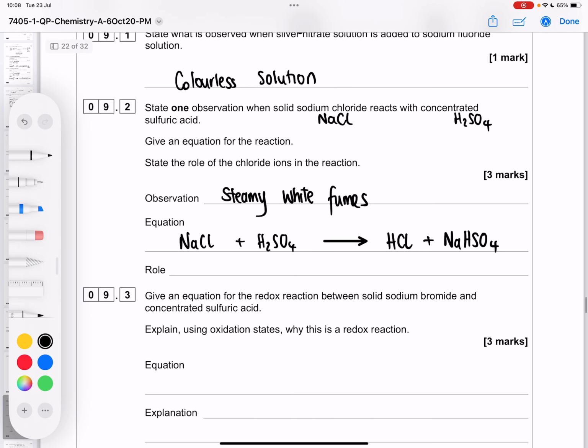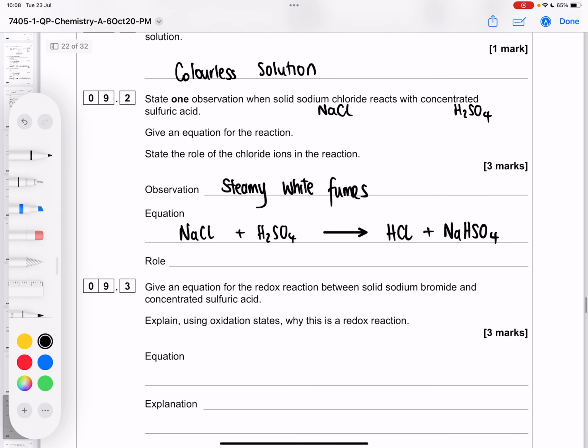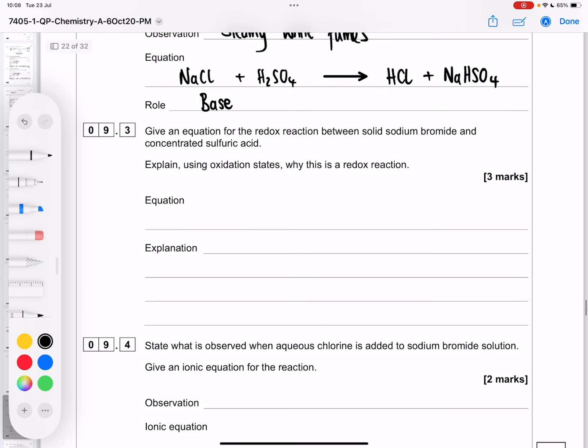It says, what's the role of the chloride ion? Well, the chloride ion is accepting a proton, so the chloride ion is a base. So we're doing NaBr and we're doing the redox reaction between NaBr and H2SO4. And it says, explain using oxidation states why this is a redox reaction.